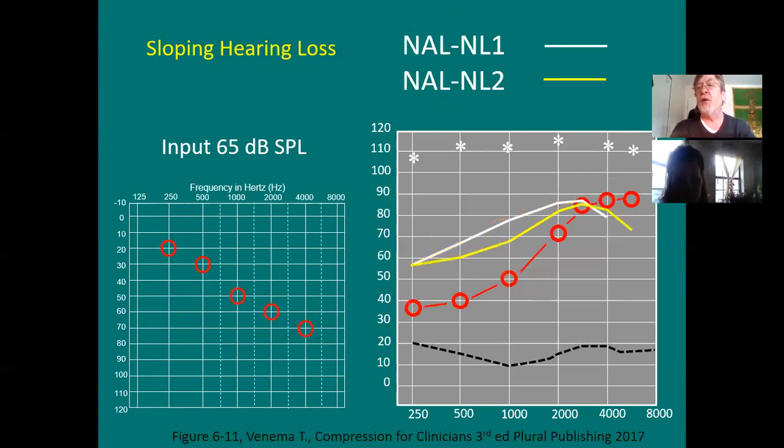Now let's look at NL1 versus NL2, comparing the 2 Australian fitting methods. NL1 has much more mid-frequency amplification. NL2, less in the mids. Similar in the lows because the guy doesn't have much hearing loss in the lows. And look at how the target for NL1 ends in thin air, whereas the target for NL2 goes all the way out again. That's because too many people complained about the targets ending in thin air.